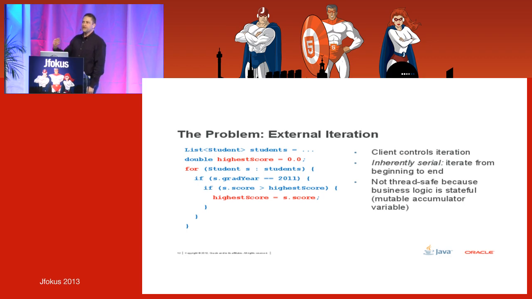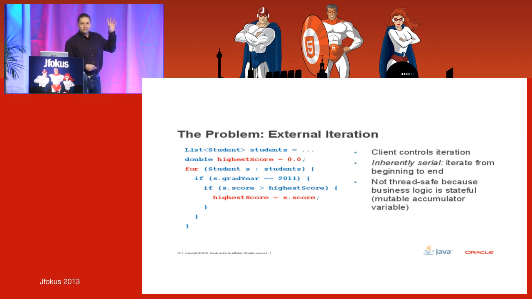And then we iterate. So we create a for loop, we iterate over our collection of students, we look to see if a particular student graduated in the year that we're interested in, and then we look to see whether their score was higher than the highest score. Okay, very simple piece of code.